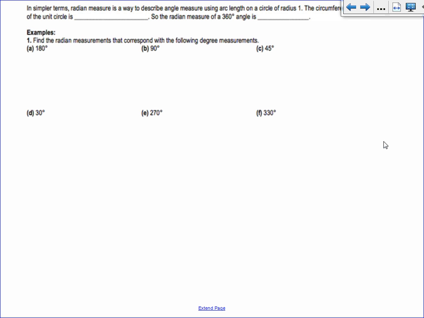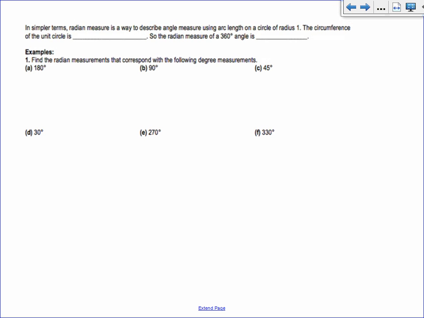Okay, so it says in simpler terms, radian measure is a way to describe the angle measure using the arc length on a circle of radius 1. The circumference of the unit circle is 2 pi times 1 because your radius is 1. So your circumference is 2 pi. So the radian measure of a 360 degree angle is 2 pi. And you can write 2 pi radians, but if there's nothing listed, it's automatically radians.